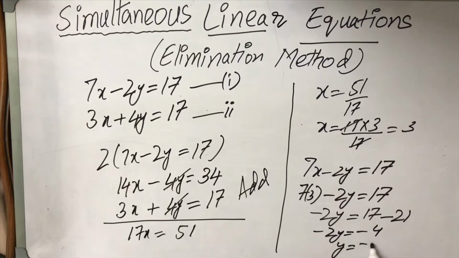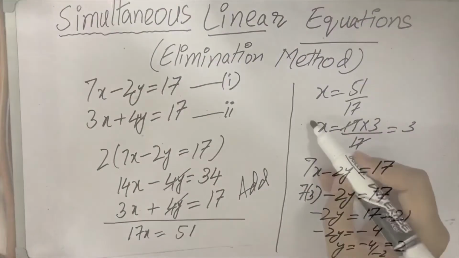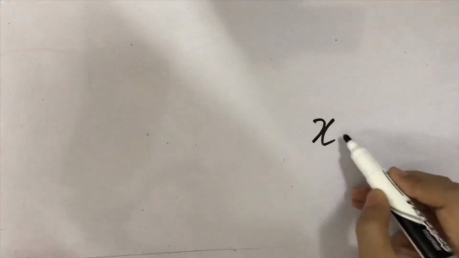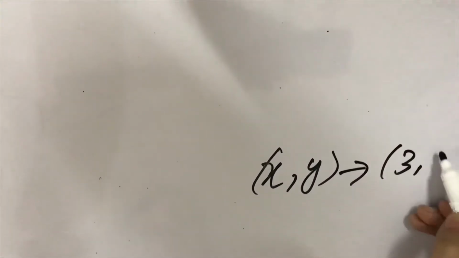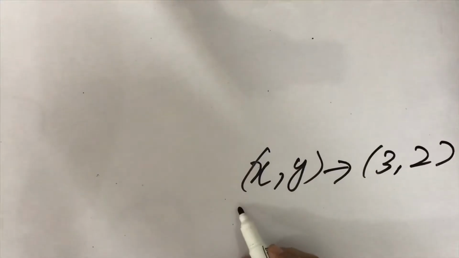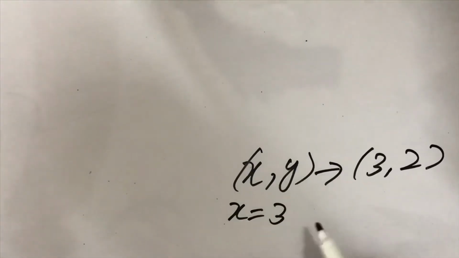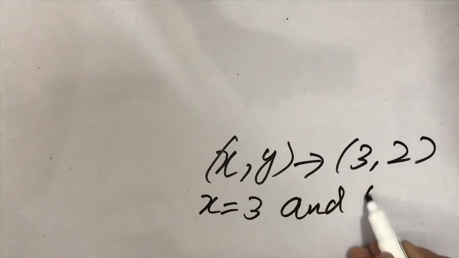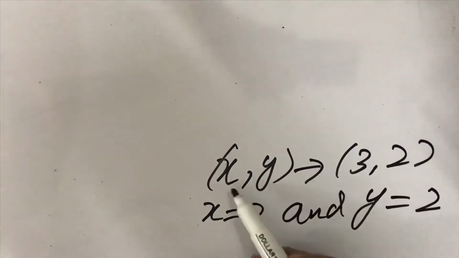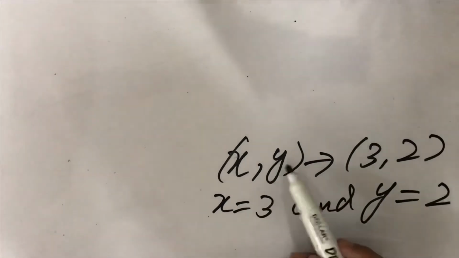Y equals minus 4 over minus 2. Y will be 2, and the solution set is (x, y) is (3, 2), or you can say x equals 3 and y equals 2. Usually we take x first and y after x.